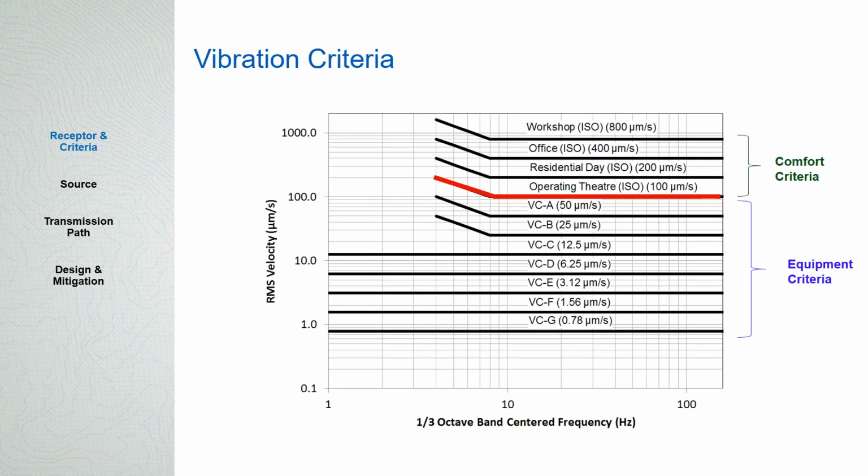So this is what the vibration criteria actually look like. I just had the various classes listed on the previous slide. On this one, we're looking at how we evaluate if we're achieving VCC or VCA or whatnot. What we have here is a plot, and I've highlighted in red the ISO operating theater condition. So that's the threshold of human perception. Equipment criteria is below that, comfort criteria is above that. Along the horizontal axis, I've got frequencies in 1/3 octave band frequencies, and along the vertical axis, it's RMS velocity expressed in micrometers per second.